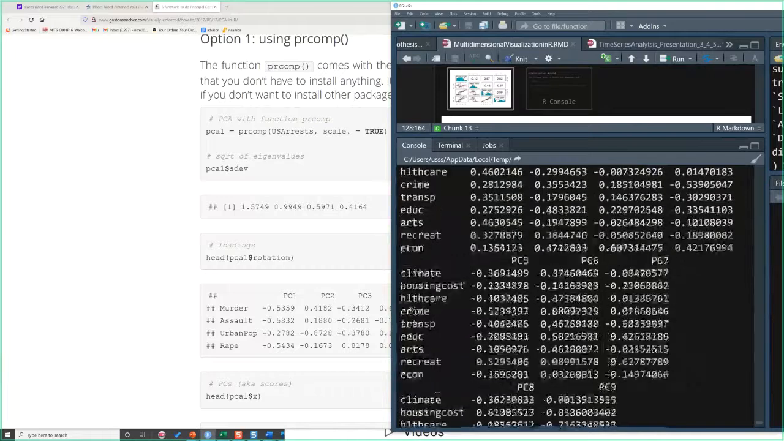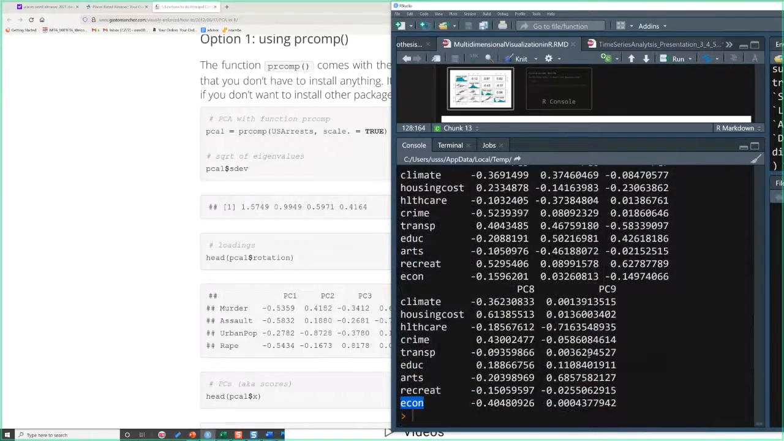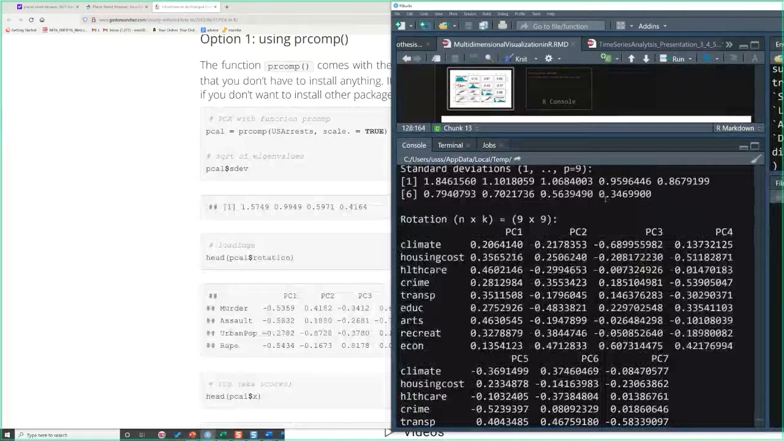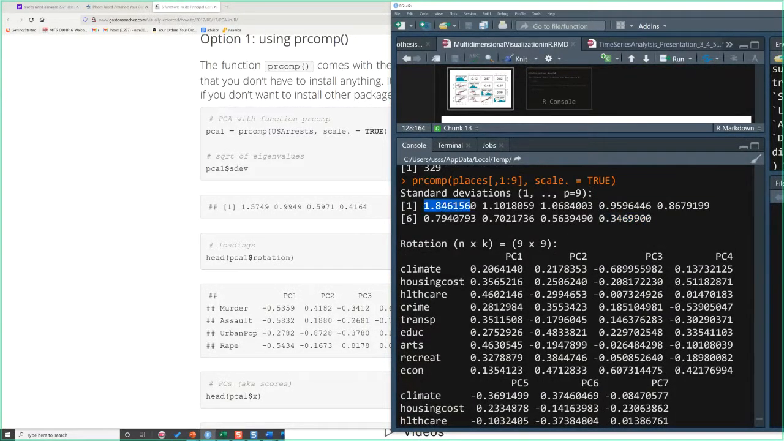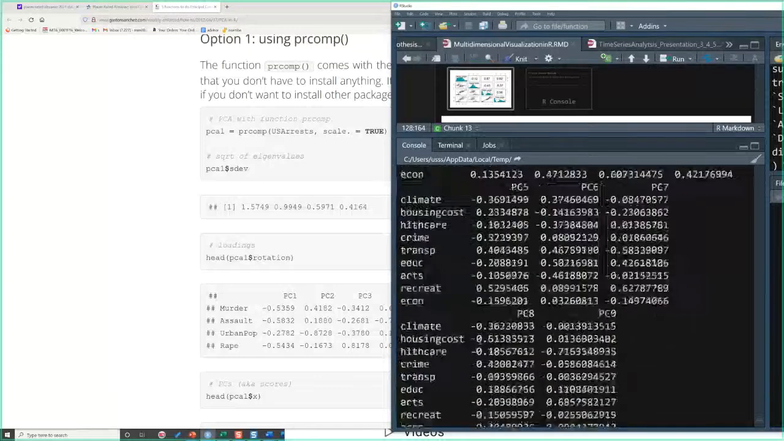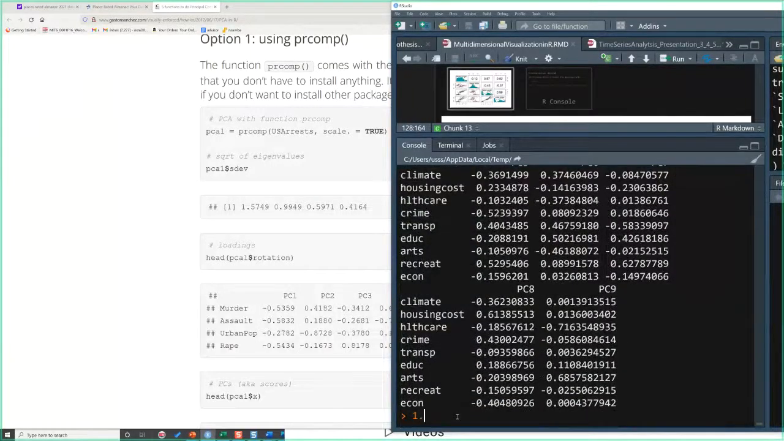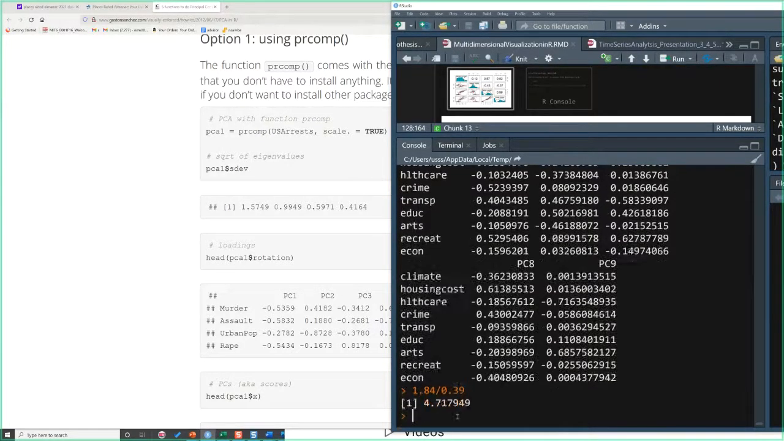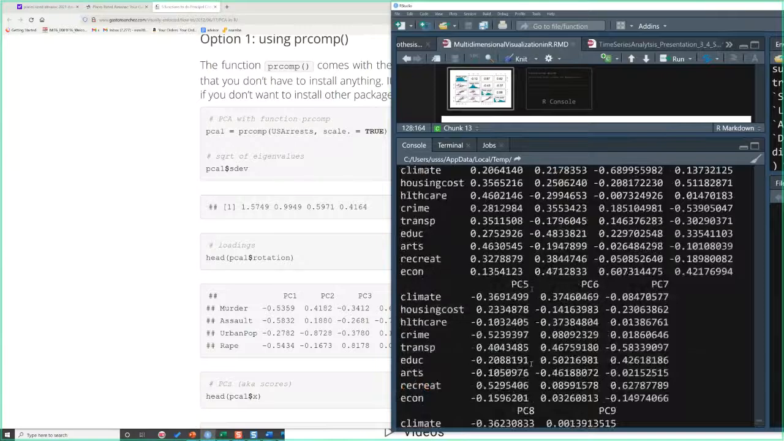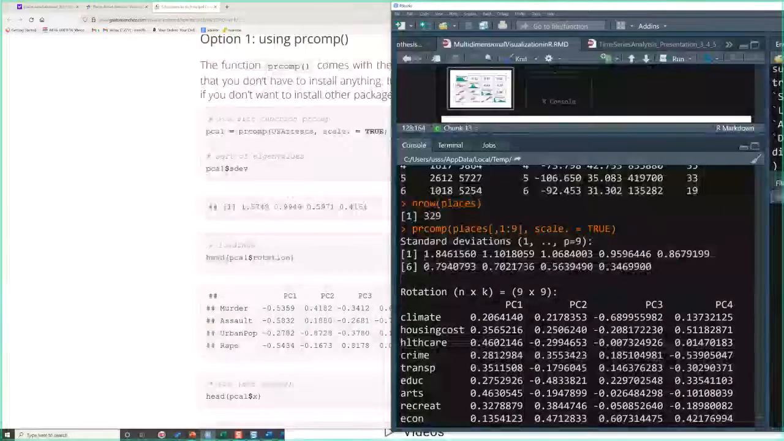So the 9th eigenvector direction has the least importance, 0.3469. On the other hand, this has 1.84. So between the last and the first, how much differential is there? 1.84 divided by 0.39, it is almost 5 times. So why do I care about this one? These things matter.